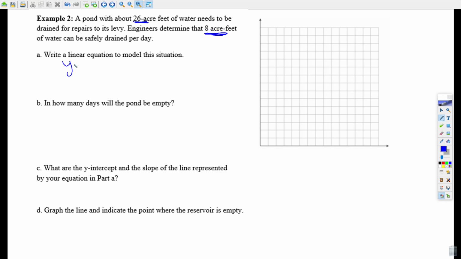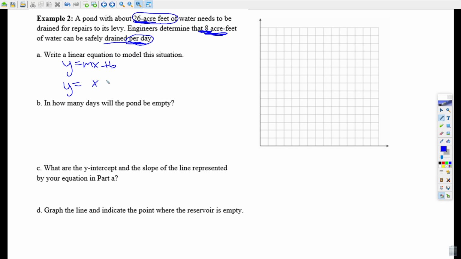So let's start with our generic one, y equals mx plus b. So you have to figure out what is the slope, and then what's the starting point. So maybe you can figure out which number goes where. So which one's which? We're starting with this amount of water, 26 acre-feet. And what we're doing is we're draining it. So it's going down. How much is it going down by? 8 acre-feet of water per day. It comes a little later, but over here it says per day, and we're going down by 8 acre-feet of water. So let's just fill in the blanks.